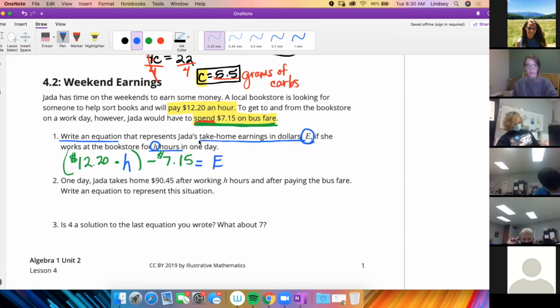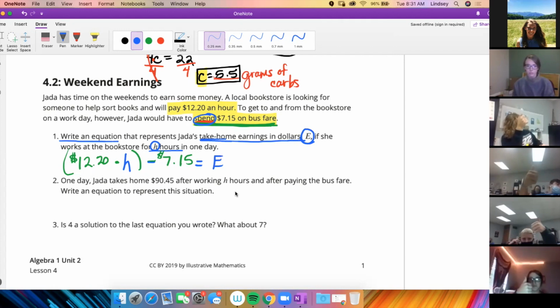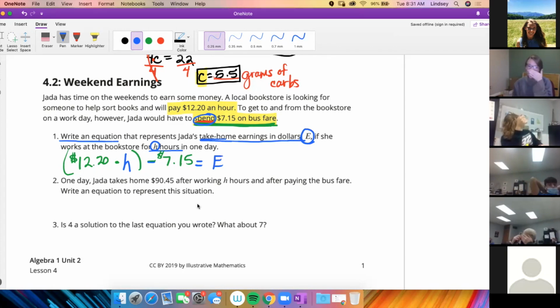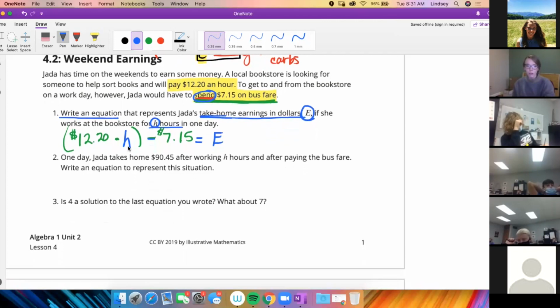Okay, so let's look at that just one more time before we move on. If we know we make $12.20 an hour, we're going to multiply that amount by however many hours we work. But if we have to spend money on our bus fare, we're going to have to take that amount off of the total that we make. And that's going to be how much we get to take home. All right, thumbs up if that makes sense. Awesome.